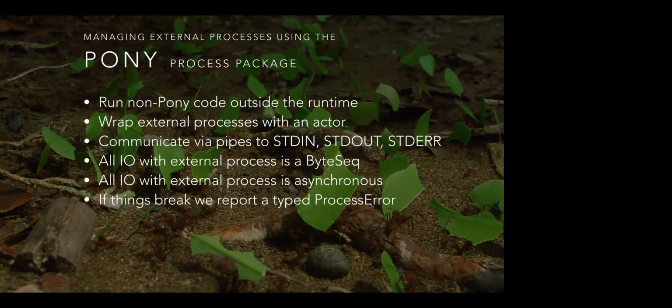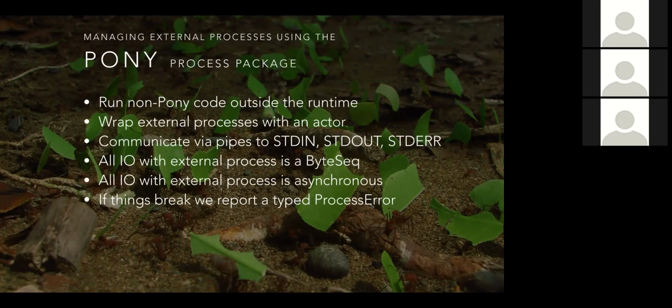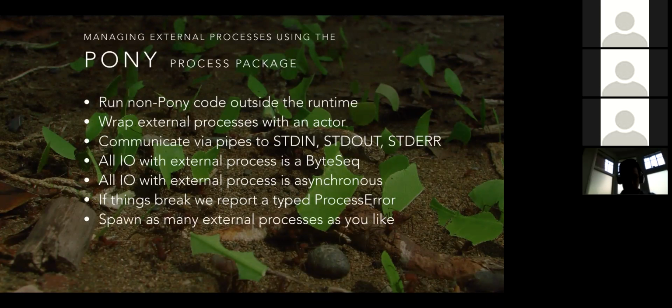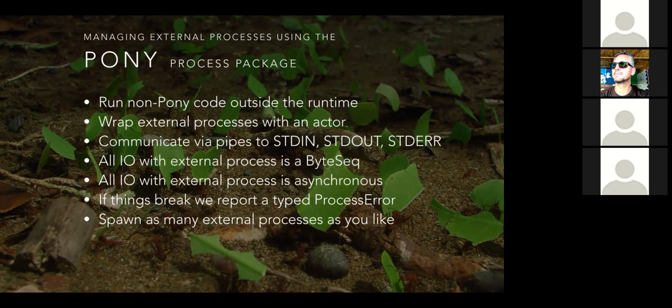And if things do break, anything goes wrong with the external process or one of the system calls, and we can't recover from it, we throw a process error, but it is not something that we throw as an error. It is something that we notify via the notifier with a typed process error. And of course, once this is all implemented, you can spawn as many external processes as you'd like.